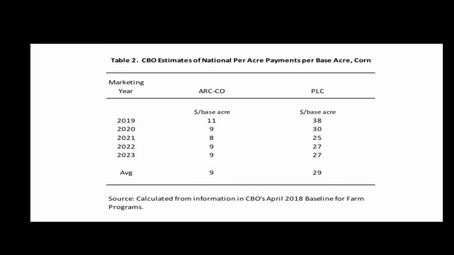The Senate version of ARC County would increase the ARC County projections here from $9 to something like $11 or $12. Again, it would increase it, but given those numbers, if you think that farmers and landowners will make these decisions based on expected payments from the program, we are likely to see a shift to PLC unless something happens to ARC County in the conference committee.